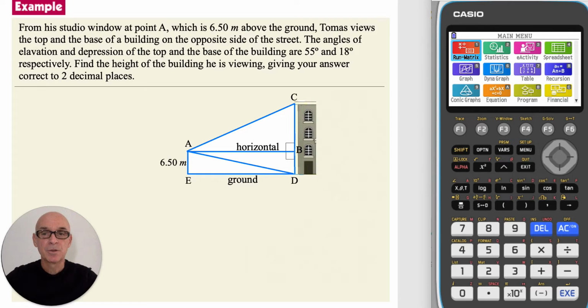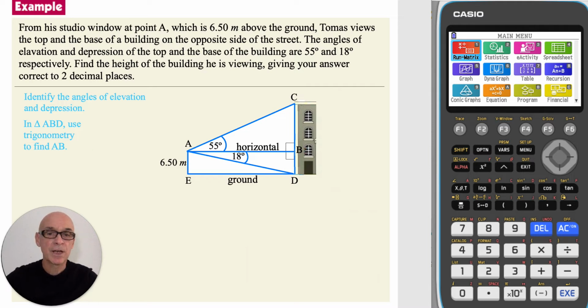In this question, we're asked to find the height of the building being viewed, giving our answer correct to 2 decimal places. If we start by identifying Thomas's angle of elevation, viewing the top of the building, which we're told is 55 degrees, and his angle of depression when viewing the base of the building, which is 18 degrees.